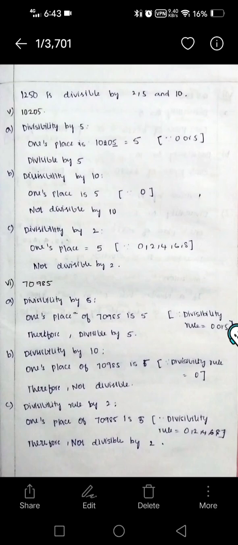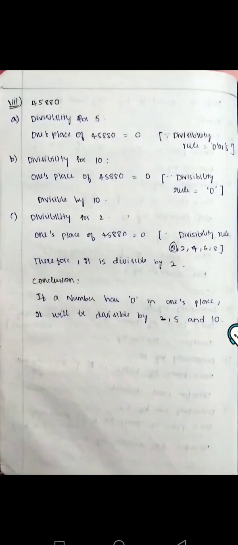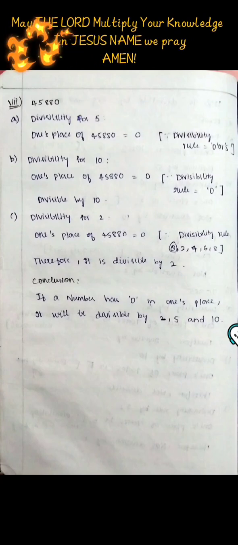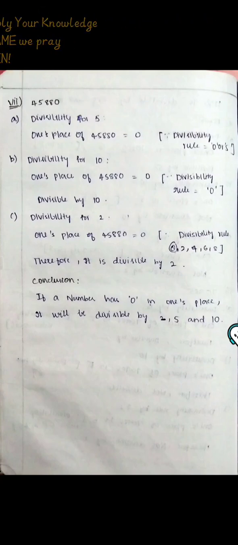And for divisibility rule of 2 also, it is not falling under the numbers 0, 2, 4, 6 or 8, so it is not divisible by 2. And next bit is 45880. Divisible by 5, if we check, the number is ending with 0, which is divisible by 5, because the divisibility rule says the ones place digit should be either 0 or 5.